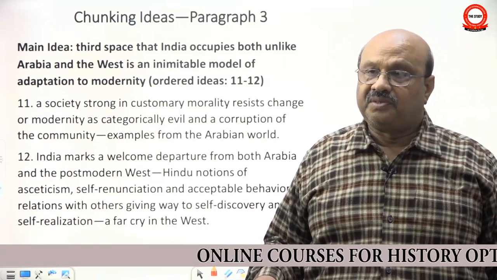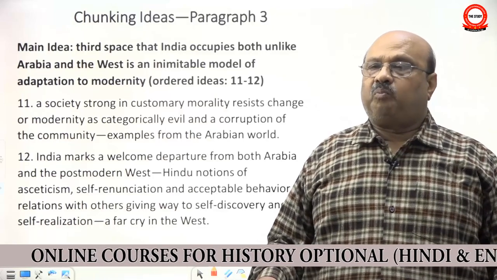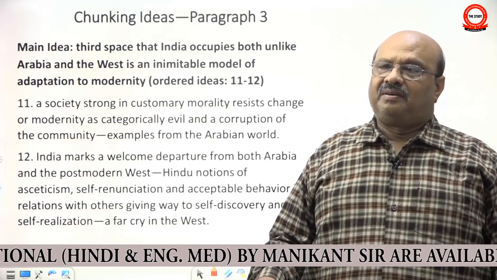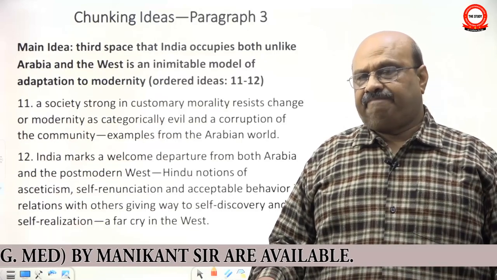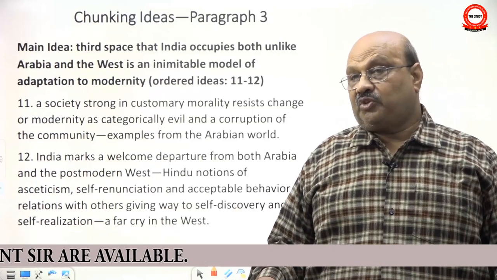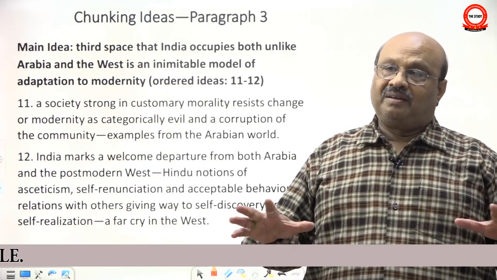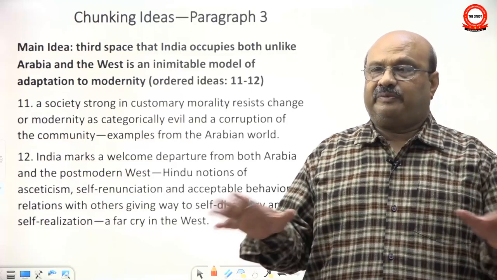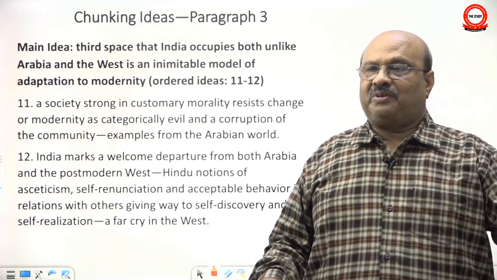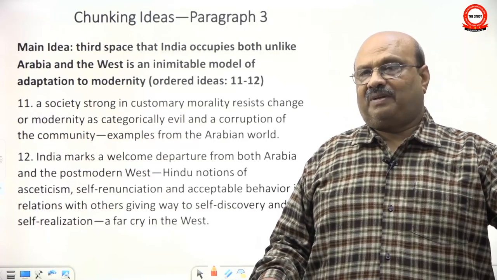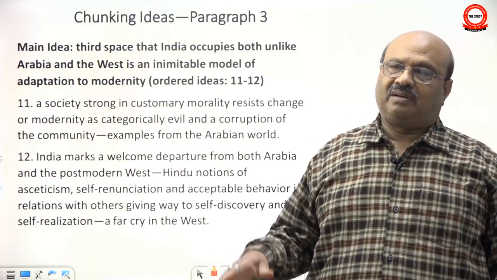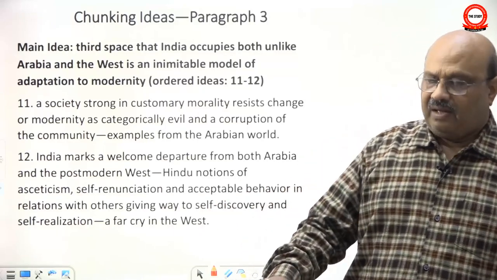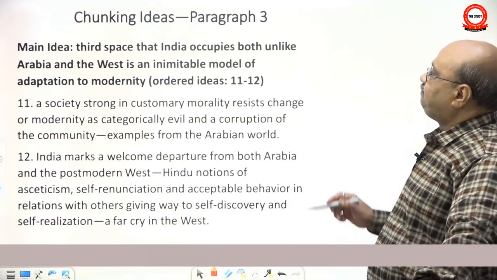Where does India come in? India comes in between. India occupies a hybrid space. We are very receptive to modernity, but we are not averse to customary morality. We inhabit a hybrid, third space, which is neither 100% like that of the rational West, nor like that of the orthodox Arabian. It's the in-between space. And based on these two ideas, I have this main idea.